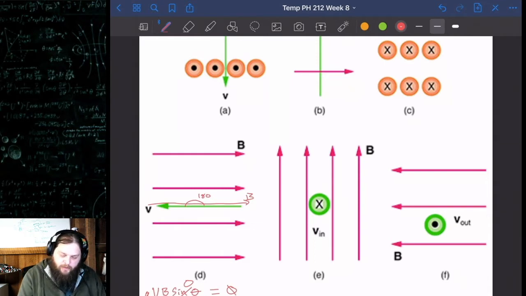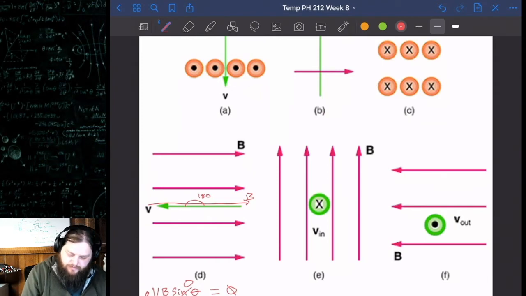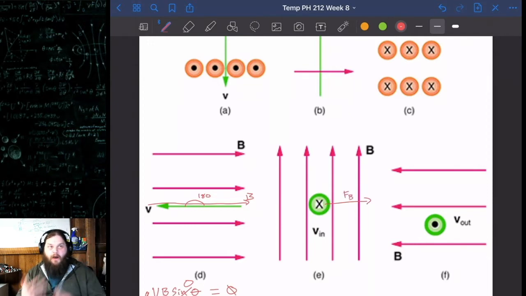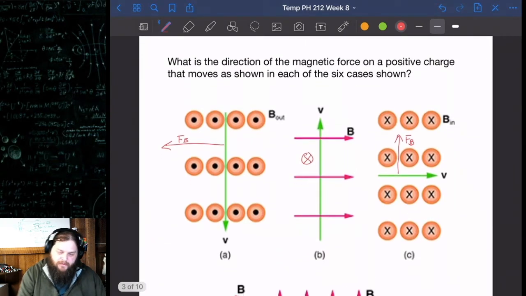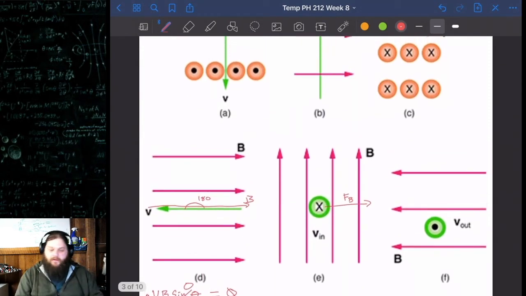We can move along to part E. In this case, the velocity is going into the page, but we're going to curl up, right? So our force is going to be pointing out to the right. I should note that all of these charged particles are positively charged. I should have noted that at the beginning. They're positive charges. If they were negative charges, the direction of force would be opposite for all of these. Part F, we have the velocity coming out of the page.